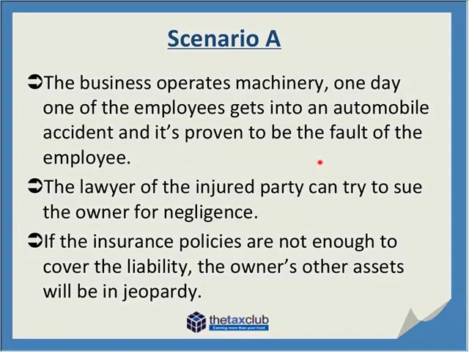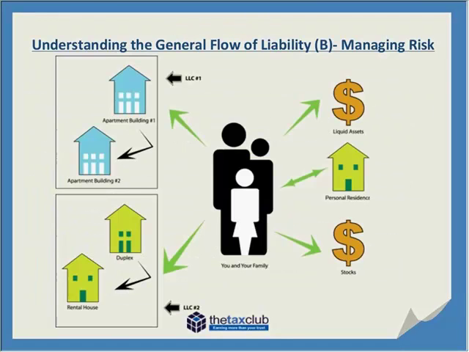The family has a business that operates machinery. One day, one of the employees gets into one of the trucks and by accident gets into an automobile fender bender, and it's been proven that the employee is at fault. The injured party can try to sue the owner for negligence for allowing this scenario to be available for the injury to happen. Like I said before, if the insurance policy isn't quite enough to cover it, the owner's other assets will be in jeopardy.